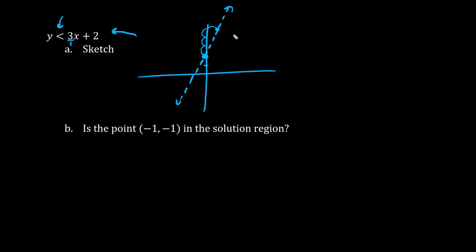So when you say y is less than this line, we shade south of this border. So this towards the right is a solution region.